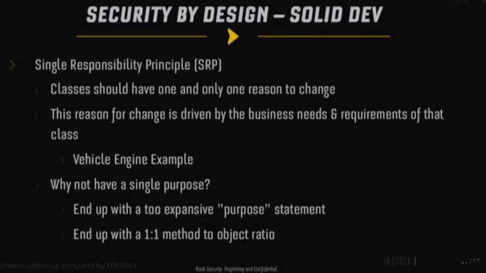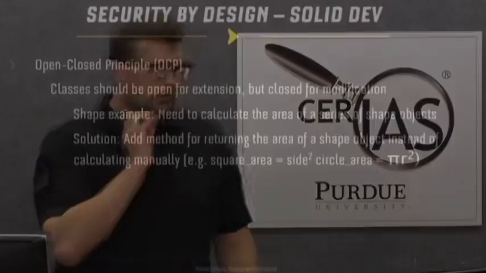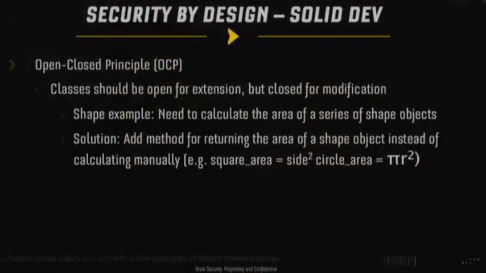And so, you know, why not have just a single purpose for your objects? You would end up with a one-to-one relationship between objects and methods. And that would not be an ideal situation because of, you know, code overhead and design cumbersomeness. So the open-closed principle: objects should be open for extension, but closed for modification.